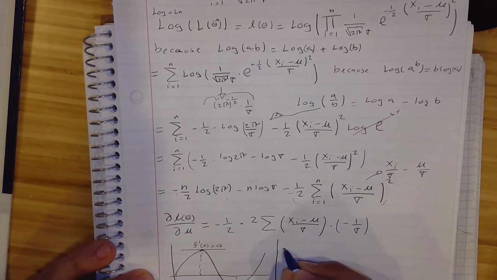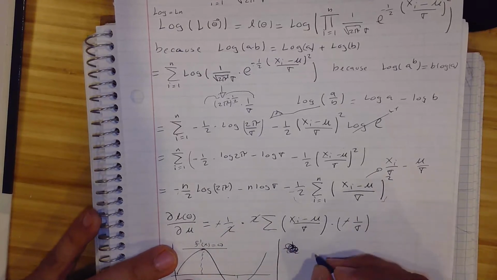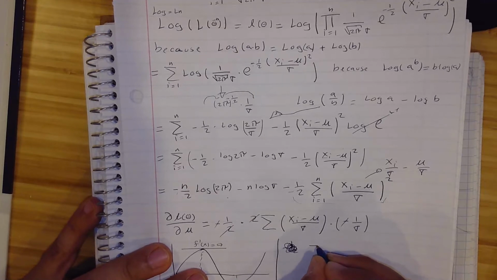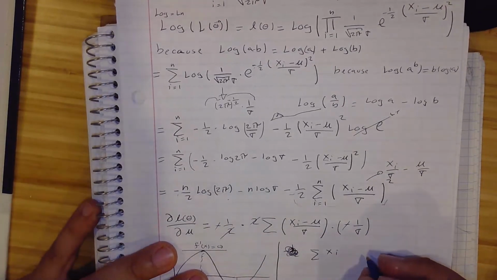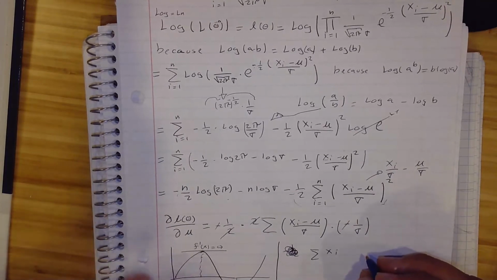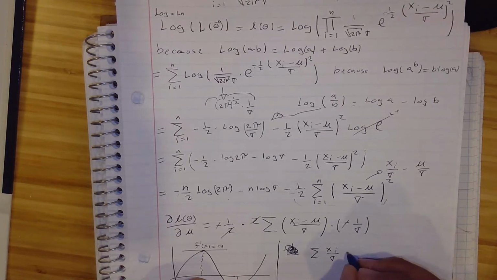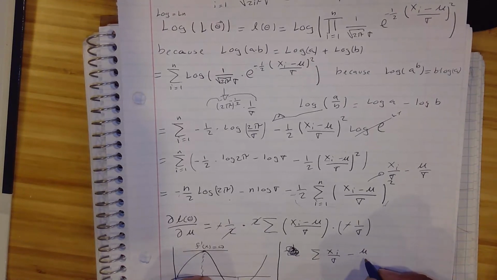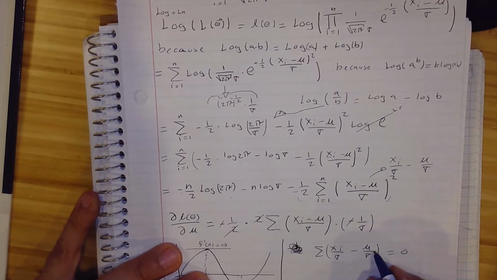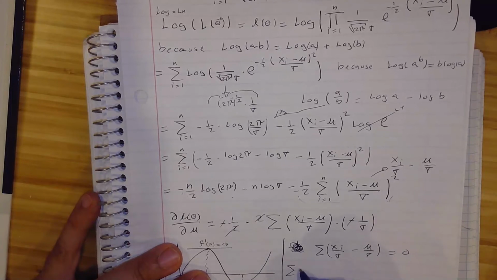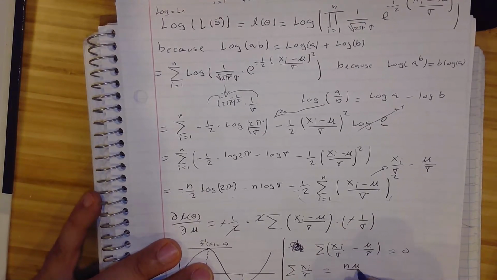If we have minus 1/2, okay, this half is going away, so this one is like this, we have the summatory of xi minus u, equal to 0. But we can multiply this by n. We have the summatory of xi is equal to n u, this one.